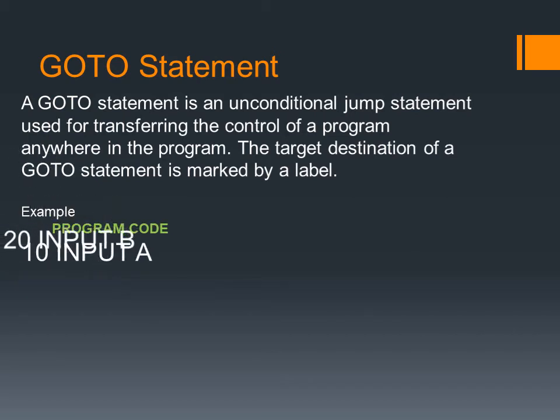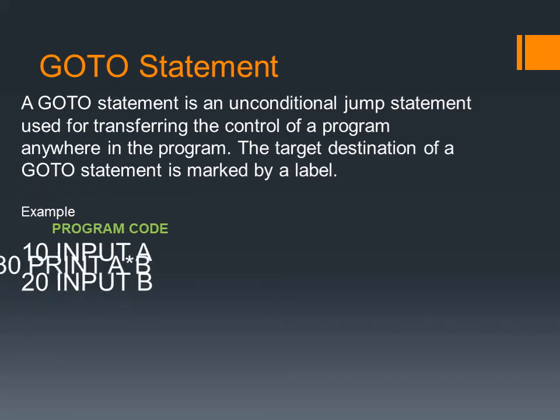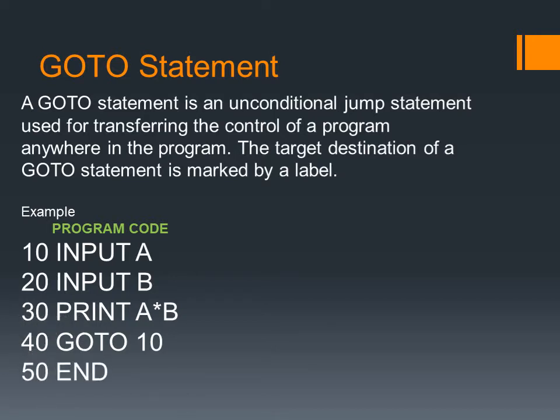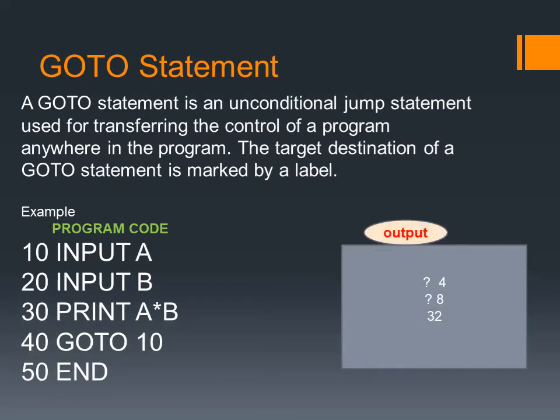First input any number into a variable A, then enter a second number into B, then print A into B, which means whatever you have entered, it will multiply those numbers. Suppose the value of A is 4 and B is 8, it will display 8 into 4, that is 32. Print A*B means 32. Then again GOTO line number 10 and again ask you to enter the values.